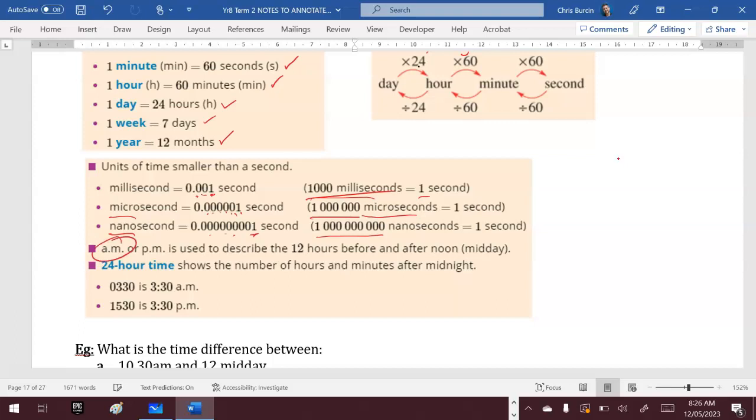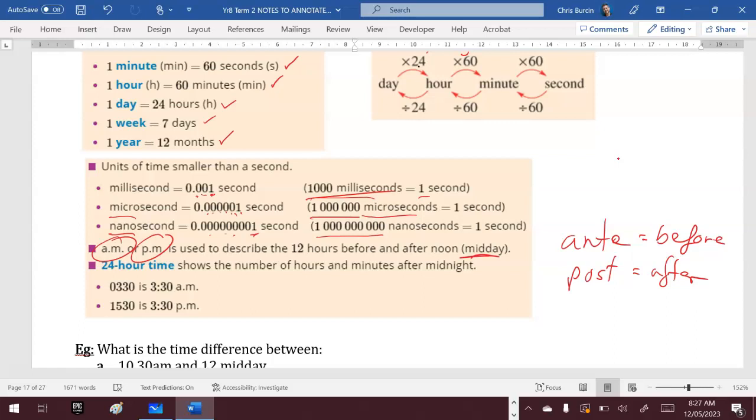Now, these are two of my favorite things. AM and PM, what do they actually stand for? One of them is ante, or before the meridian, which is 12, and one of them is post, which means after. So ante-meridian is before 12 o'clock, midday, and post-meridian is after.